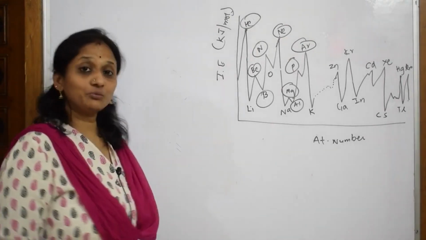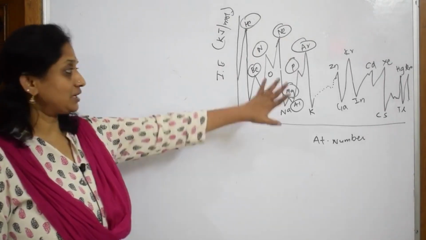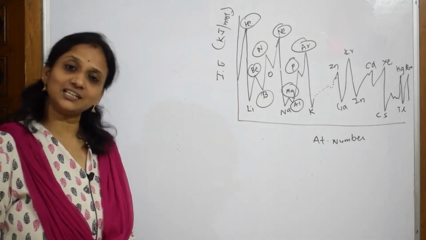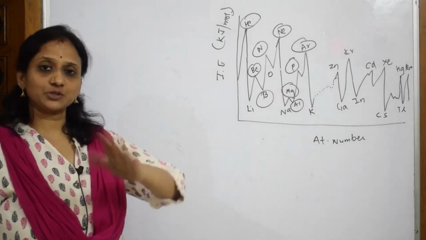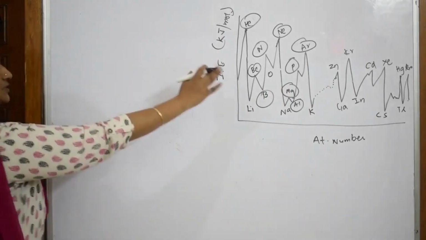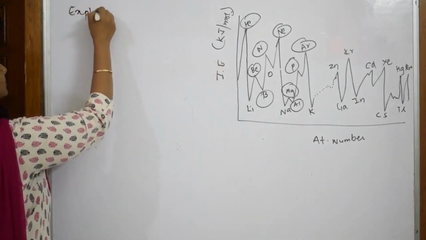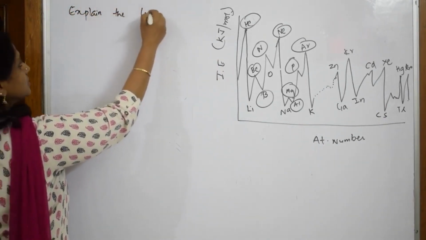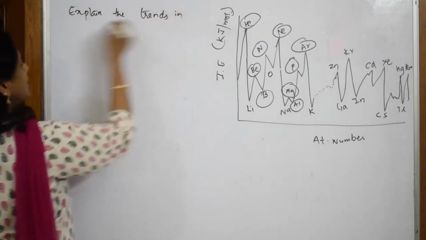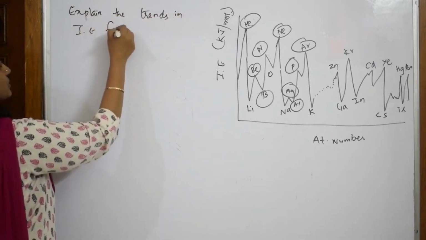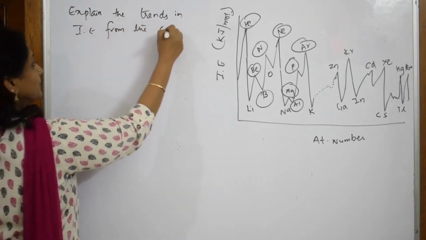Right. Now, one more question which is based on ionization enthalpy. This is a graph which is there in your JDLA. Let us write what we are supposed to explain from this graph. Suppose this graph is given to us and we are asked to explain the trends in ionization enthalpy from the graph. This is the question. Okay, let's start.